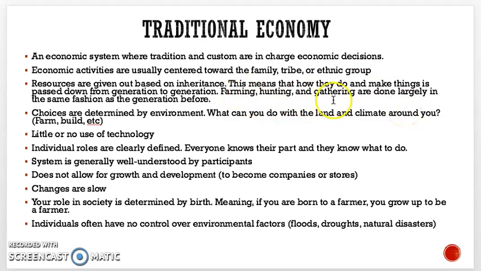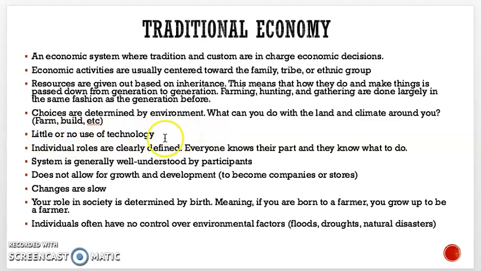So farming, hunting, and gathering are done largely in the same fashion as generations have done before. Choices are determined by the environment, meaning what can you do with the land and the climate around you? Can you farm? Can you build? Do you live near forests where you're just going to be chopping trees and making lumber? That kind of thing.